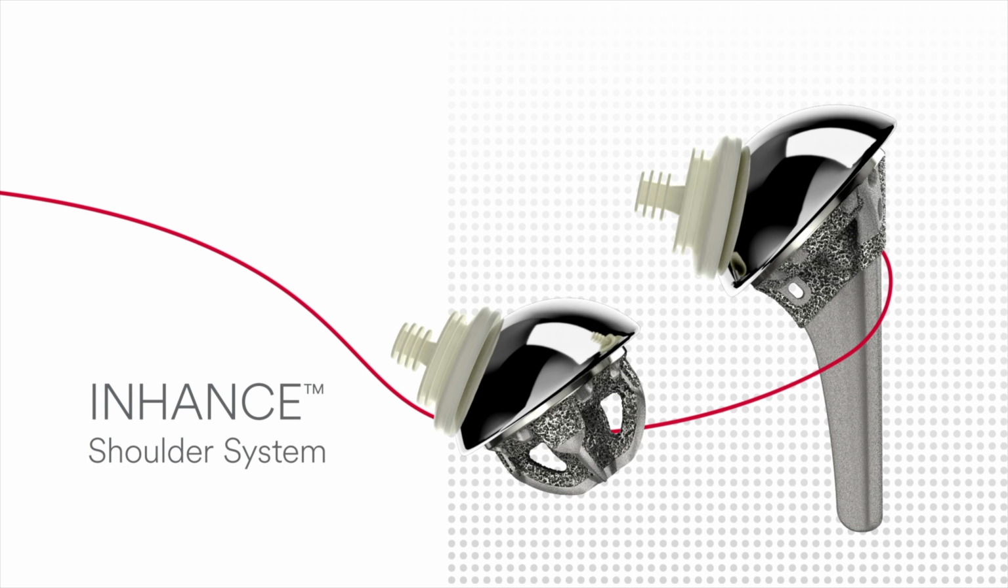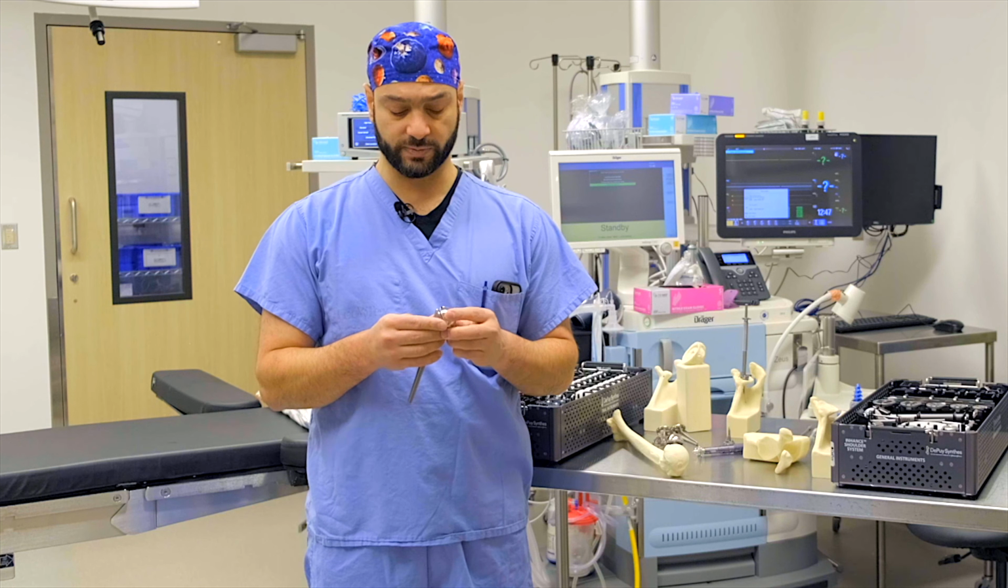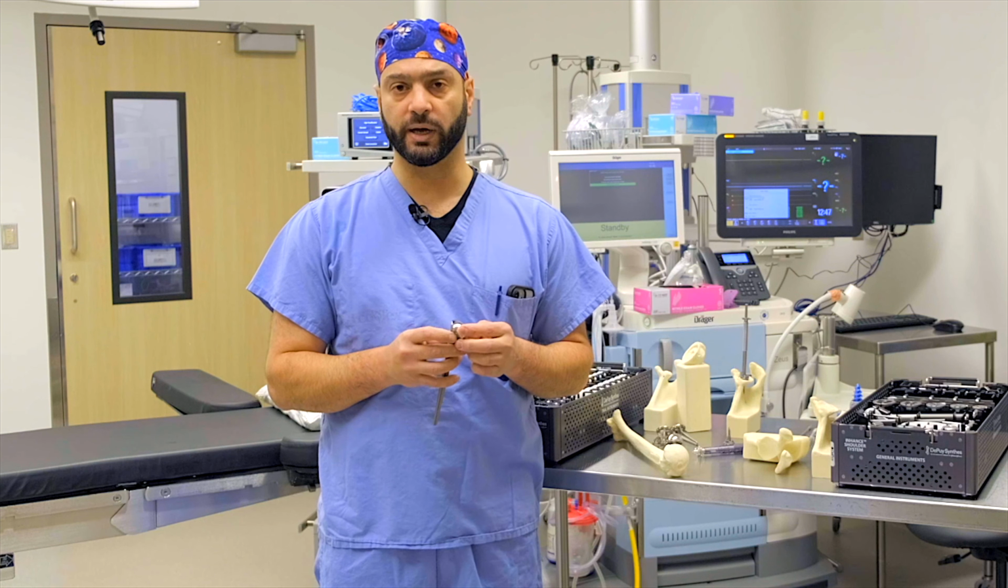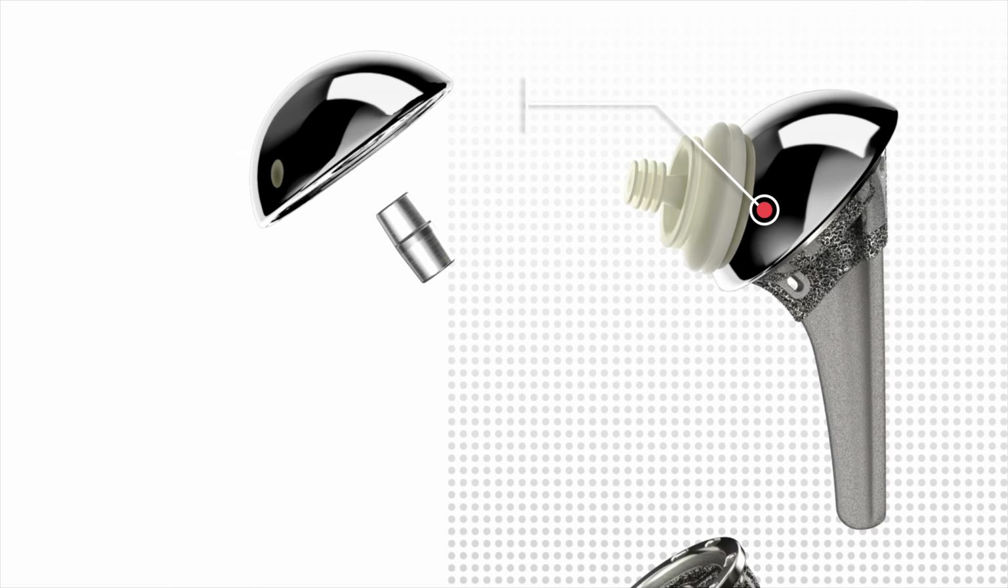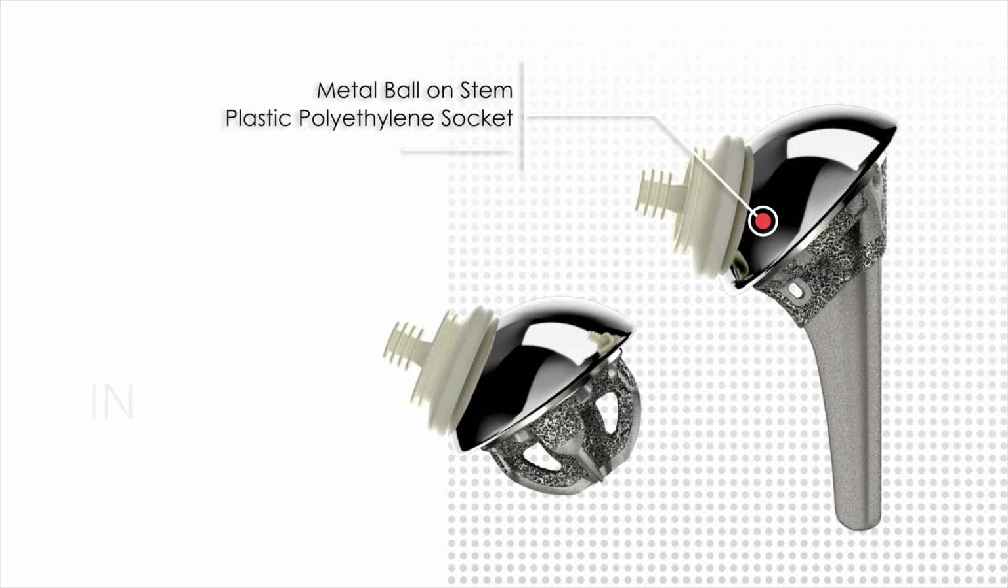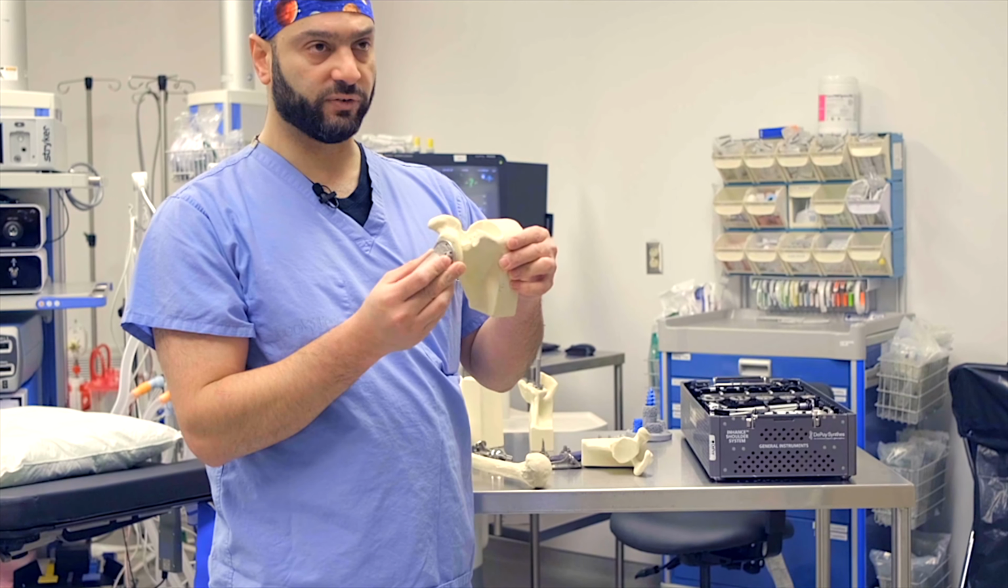This is a system I typically use because of many features I think are advantageous in shoulder replacements. It's called the Enhanced Shoulder System by J&J DePuy Synthes. So basically you would have something like this. That's creating the metal ball, and then on the socket side, or the glenoid side, you'd have this plastic replacement, and this is what would be articulating.